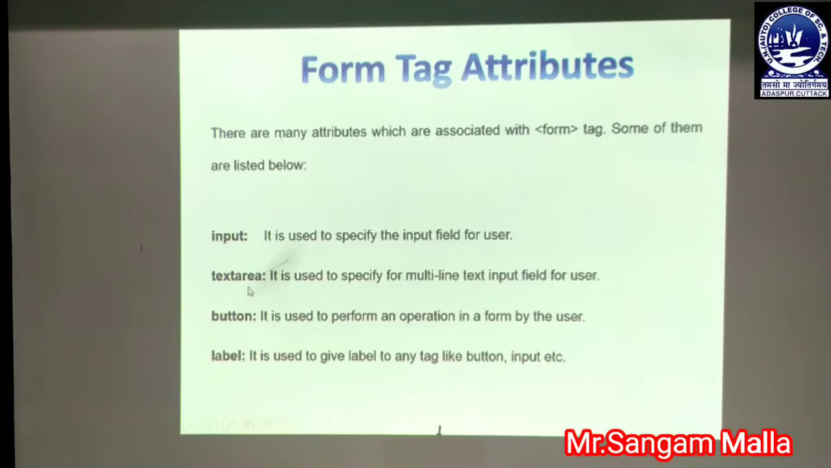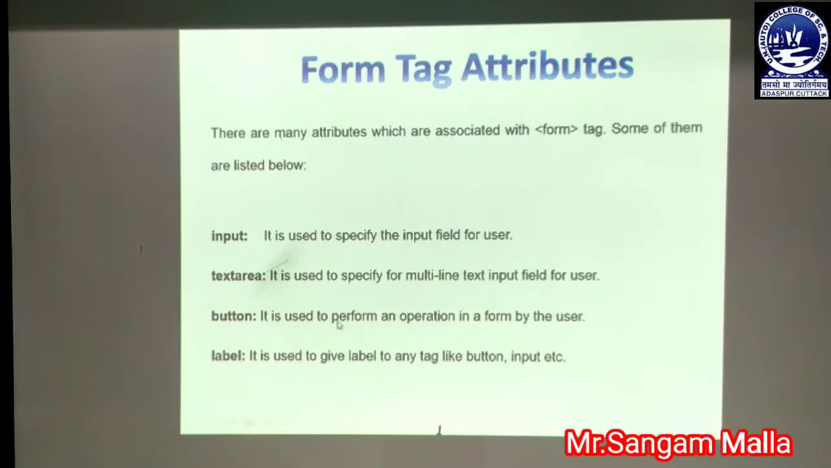Next one is textarea. Textarea is another attribute that is used to specify a multi-line text input field for the user. That means whenever the user has to give multi-line text input, at that time we can use the textarea attribute of the form tag. Now we will be moving to the button attribute of the form tag.